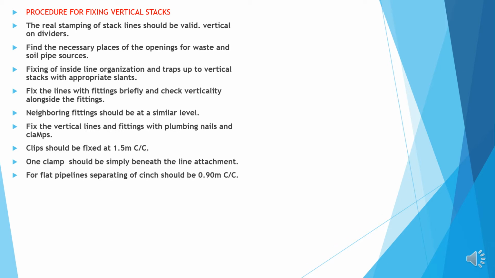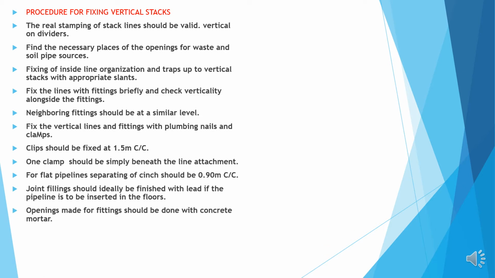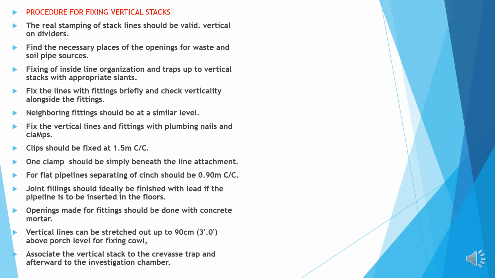For horizontal pipeline, spacing of clamps should be 90 centimeters center to center. Joint fitting should be ideally finished with a lid if the pipeline is to be embedded in the floors. Openings made for fitting should be filled with a concrete mortar. Vertical lines can be extended up to 90 centimeters above terrace level for fixing the cowl. Connect the vertical stack to the creeper strap and afterwards to the inspection chamber, that means inspection chambers.